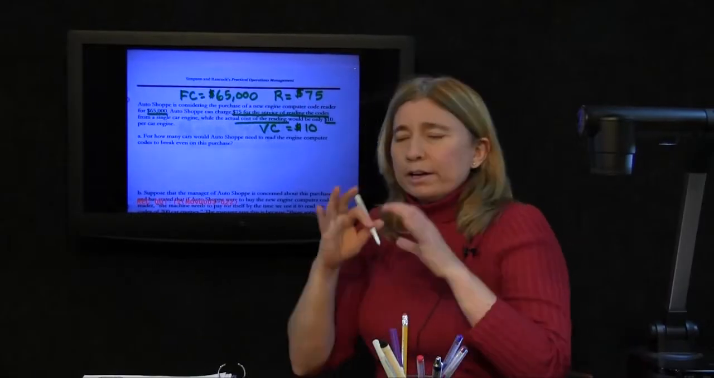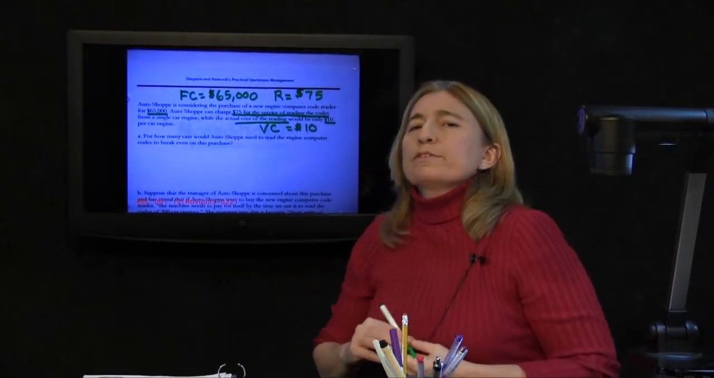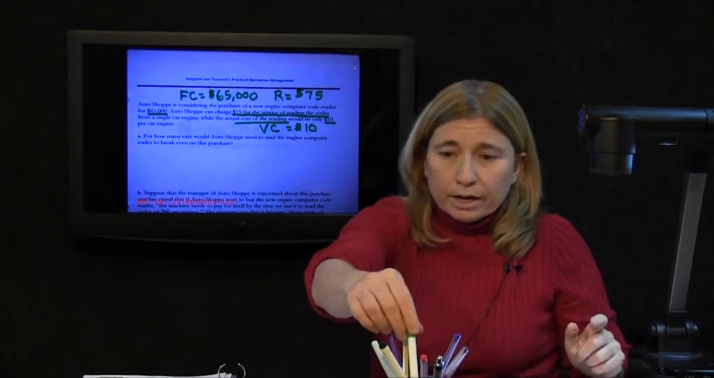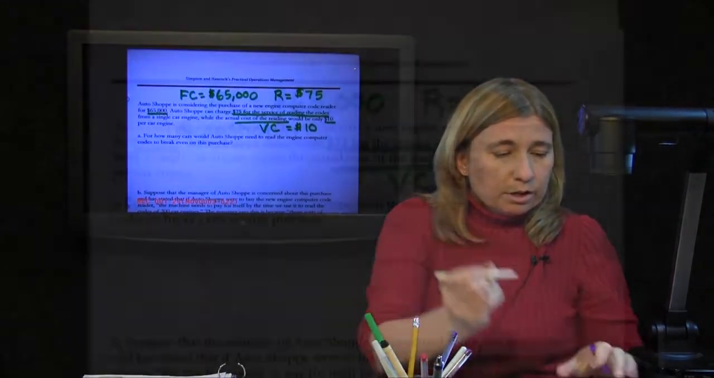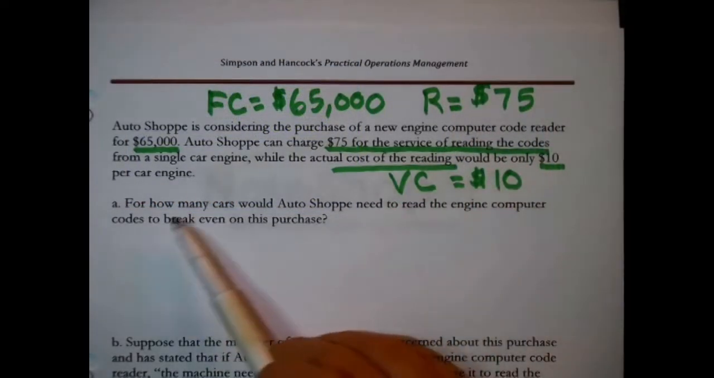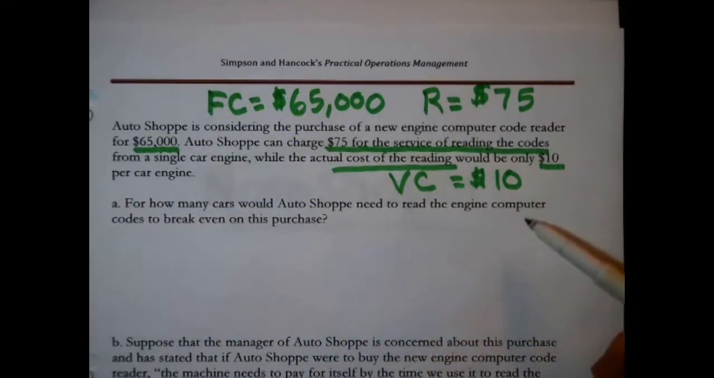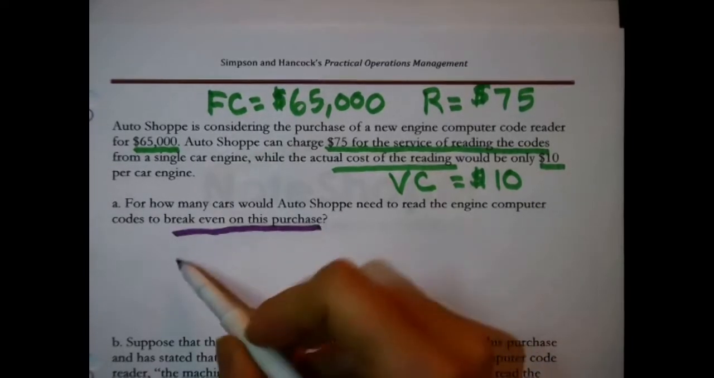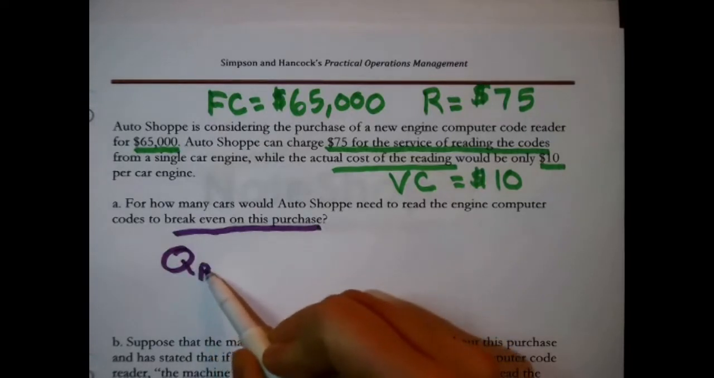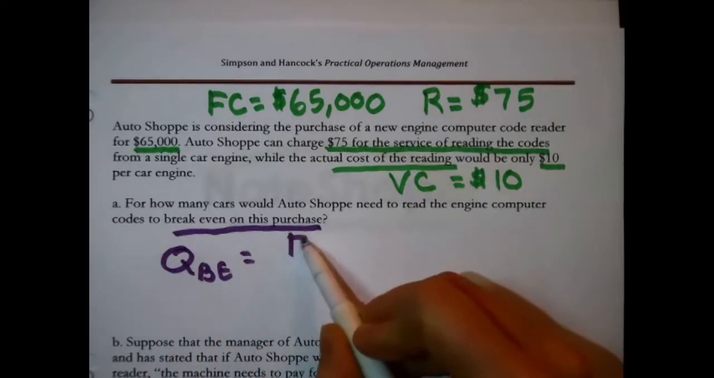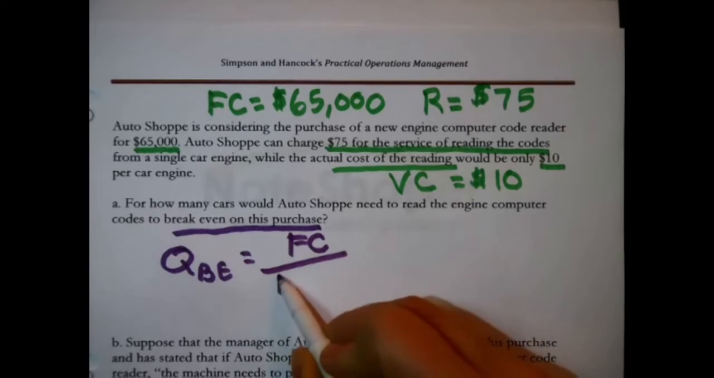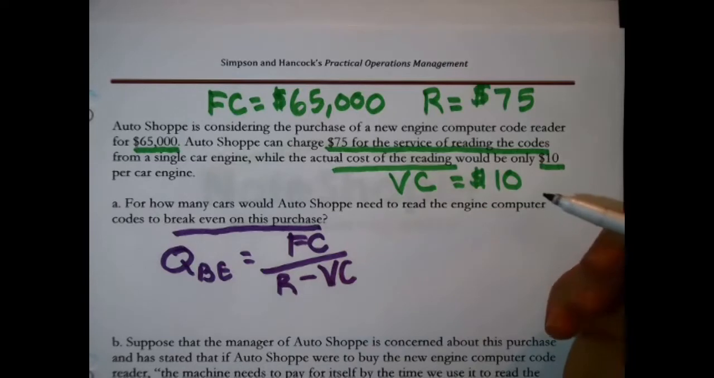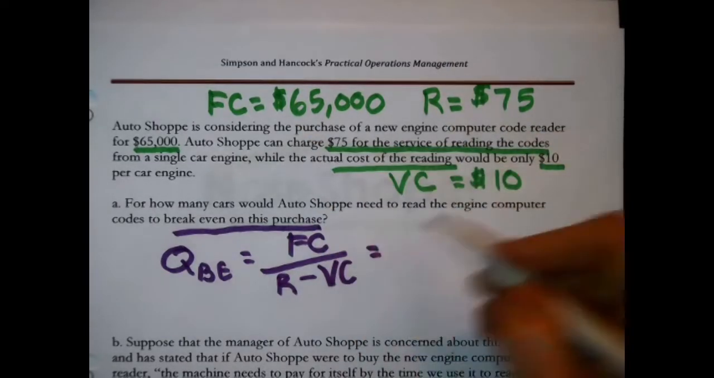So there we have right there, inside of those two sentences, each of the three parameters that we need for the break-even formula. Now if you look at part A, it asks: for how many cars would AutoShop need to read engine computer codes to break even on this purchase? The quantity to break even is the fixed cost divided by the revenue per unit minus the variable cost. So we just need to fill in from here.